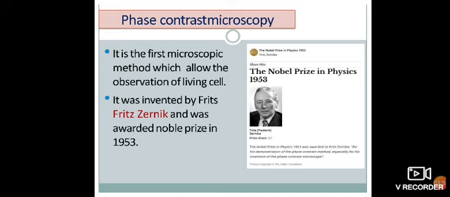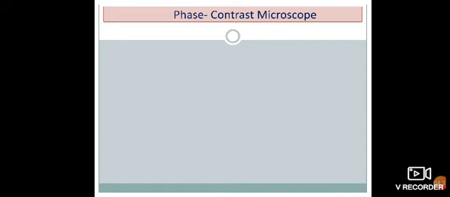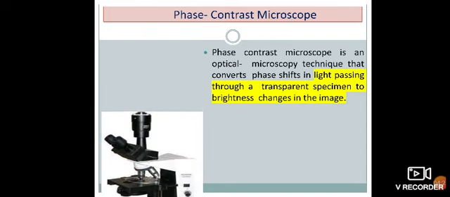It is called the phase contrast microscope, and it was first invented by Mr. Fritz Zernike, a scientist, who was awarded the Nobel Prize in 1953, and he is a physicist. He got a Nobel Prize.